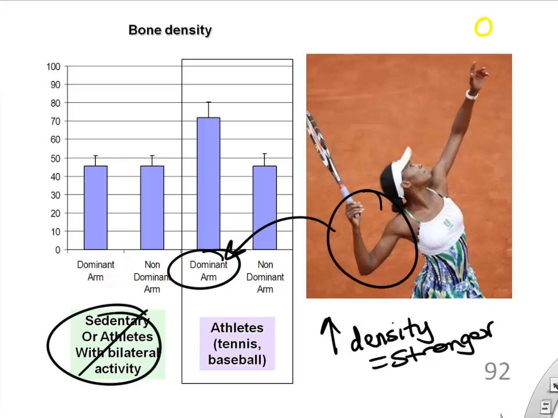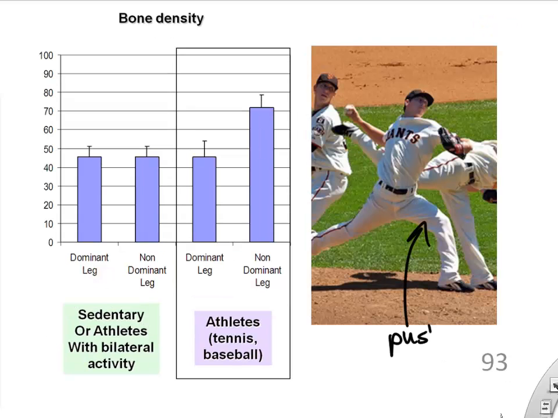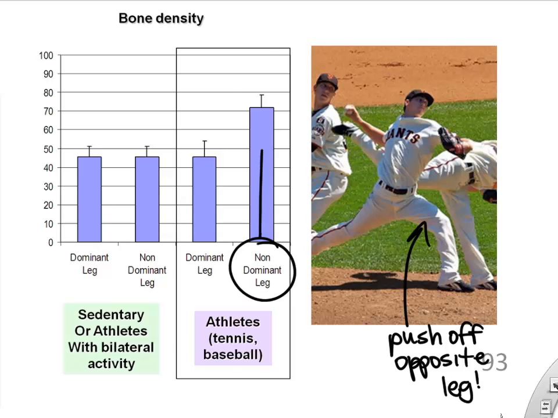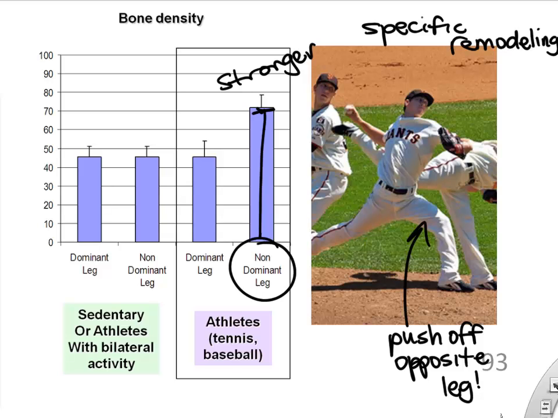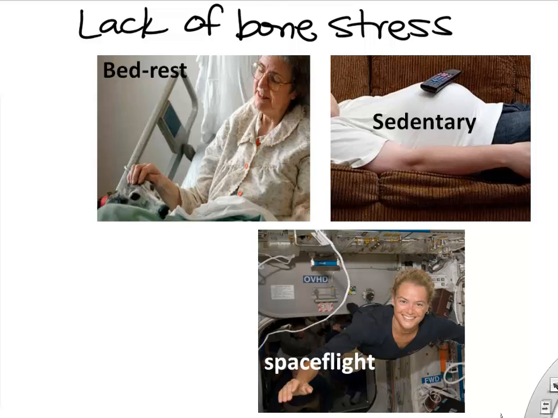An interesting thing is if you look at the non-dominant leg and the dominant leg, so comparing the legs, people push off their opposite leg, which is called the non-dominant leg, and in baseball pitchers, that's actually stronger with a higher bone density and bone diameter. So the remodeling is very specific.